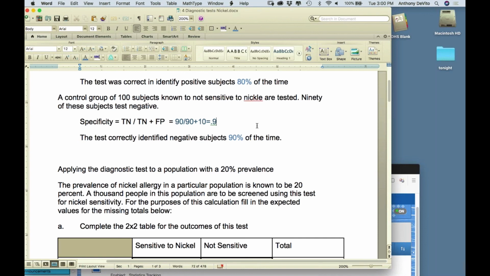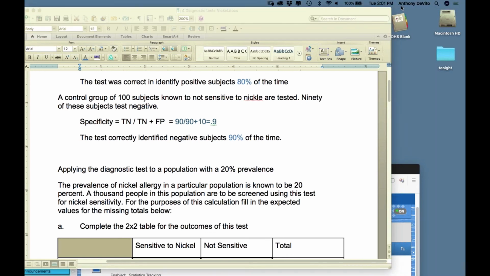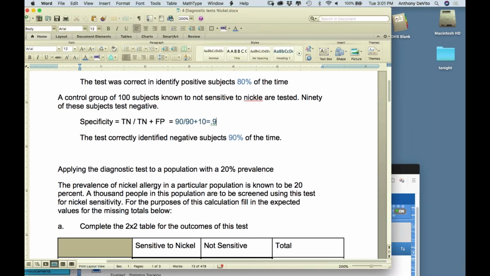So, long story short, the sensitivity is how good the test is at predicting that people that have the disease or condition actually test positive with that test. And the specificity is the probability that someone that doesn't have the disease would correctly test negative for that test. So in this particular test, the sensitivity is 80% and the specificity is 90%.